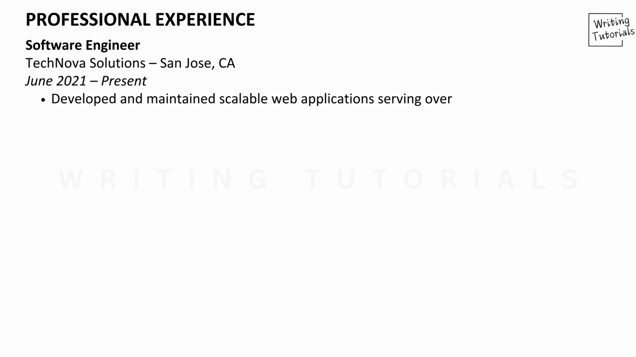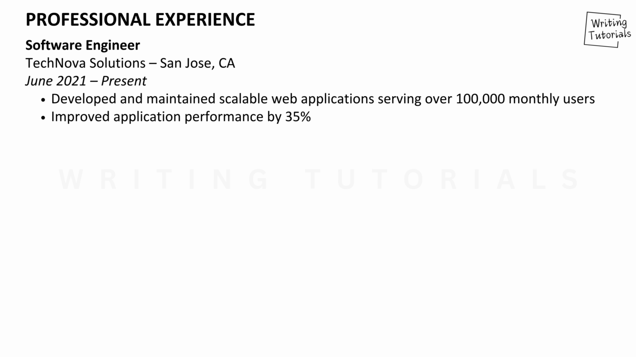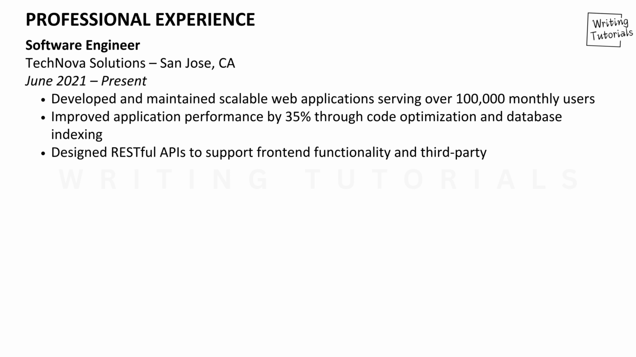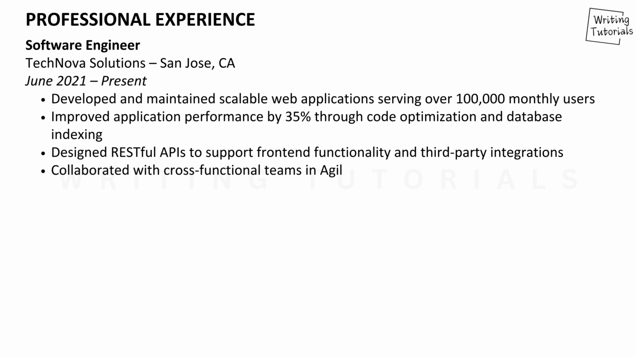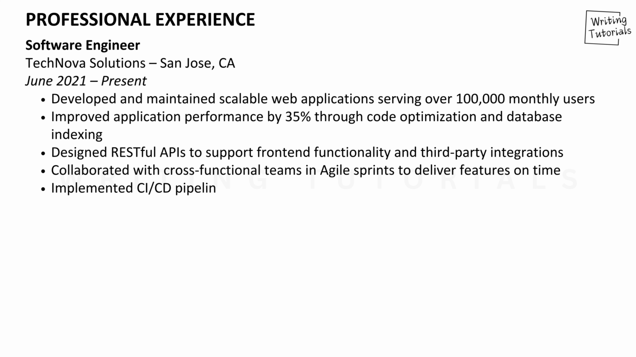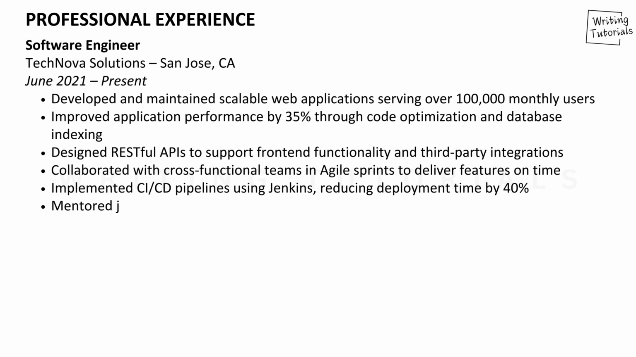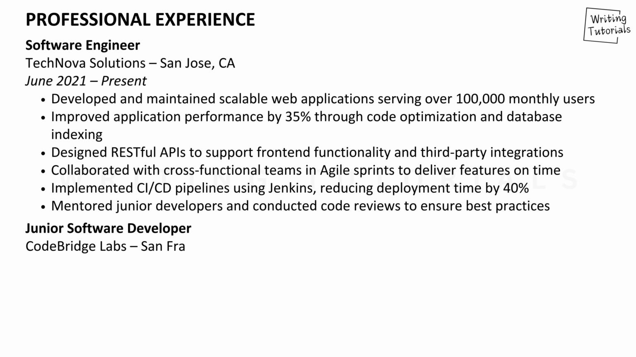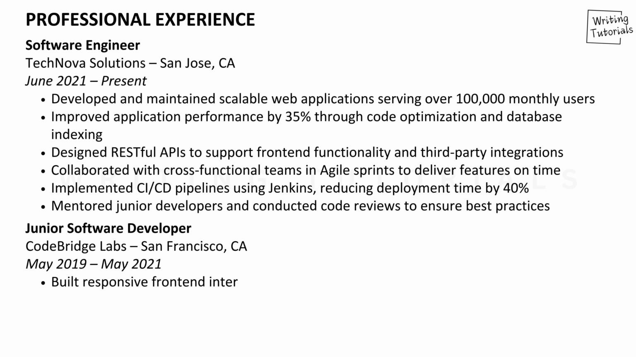Professional experience. Now we move to the most important section, professional experience. First role, software engineer. Technova Solutions, San Jose, California, June 2021 to present. Now let's go through each bullet point carefully. Developed and maintained scalable web applications serving over 100,000 monthly users.